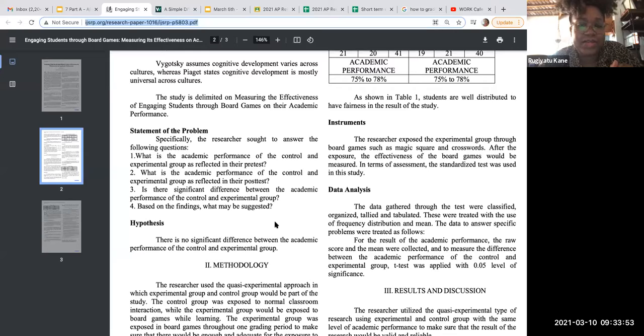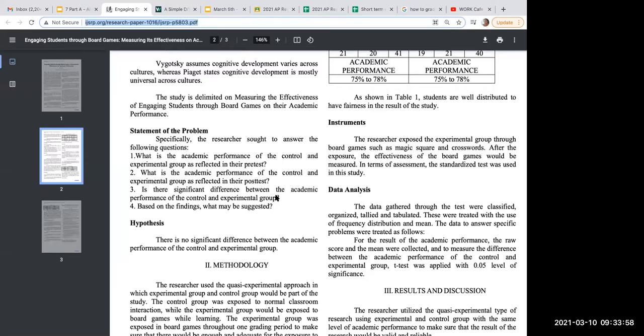Another volunteer, please. Yes, Mariviti? What is the academic performance of the control and experimental group as reflected in their pretest? What is the academic performance of the control and experimental group as reflected in their post-test? Is there any significant difference between the academic performance of the control and experimental group? Based on the findings, what may be suggested?